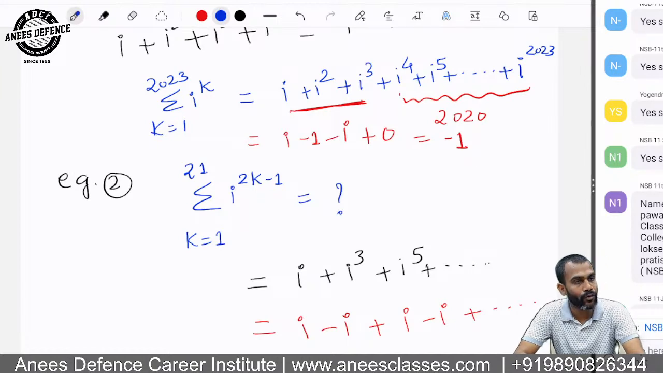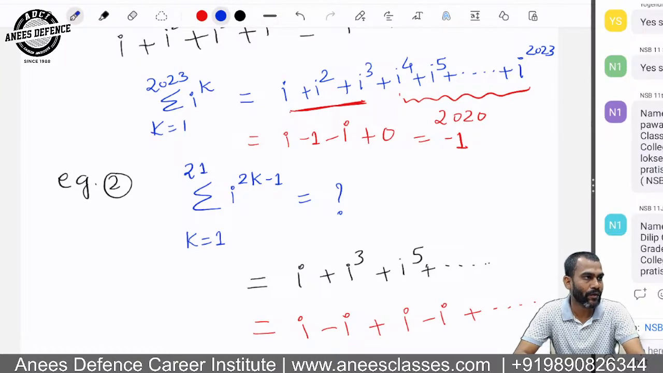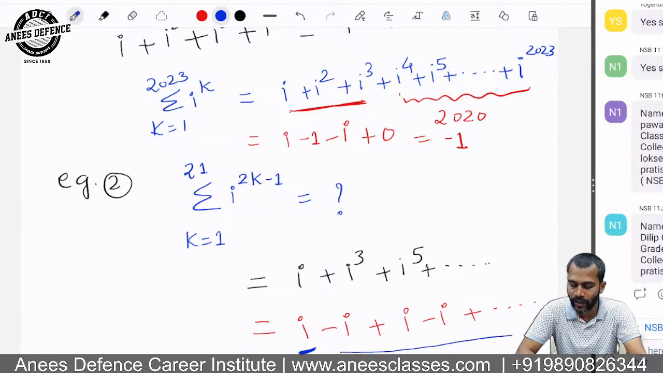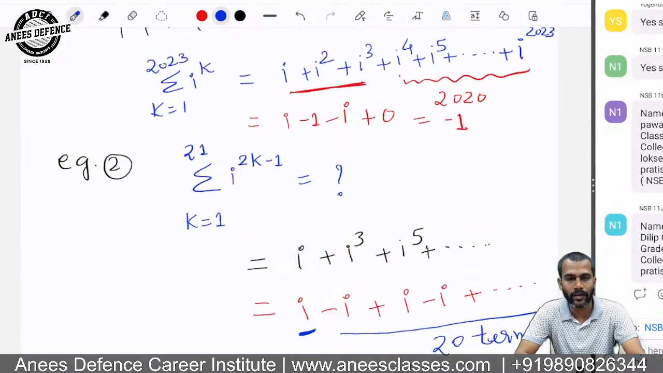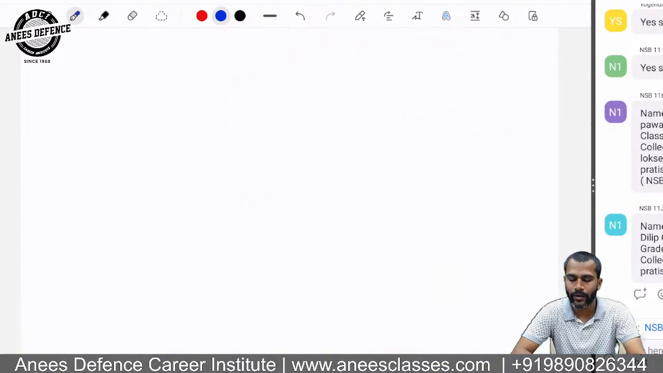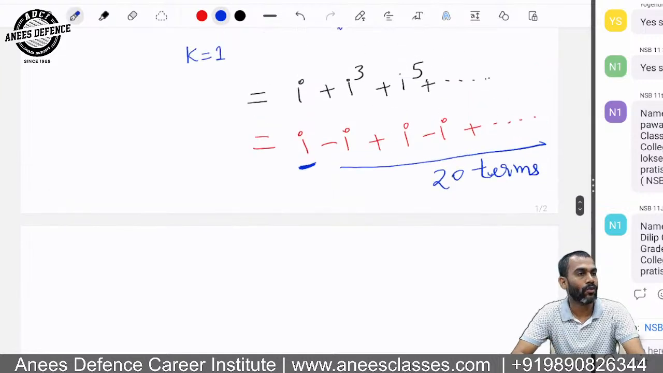So what I have to do? The sum of an even number of terms will be 0. So I can just take the first term aside, and then the remaining 20 terms will be there. The sum of the remaining 20 terms will be 0 because the sum of every 2 consecutive terms is 0.